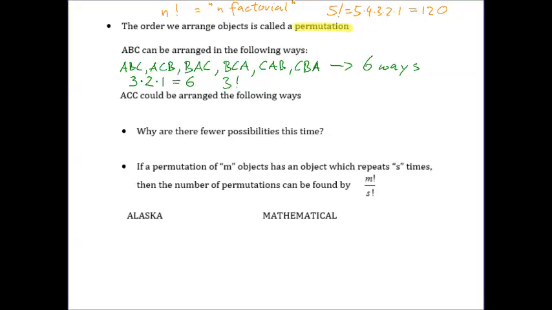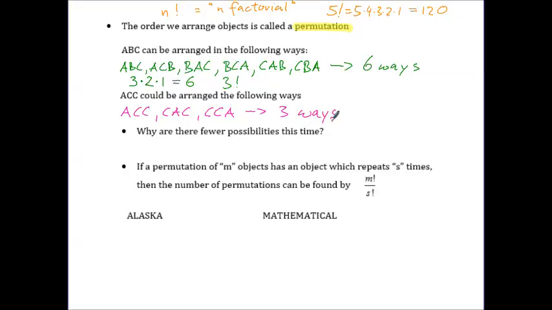Now let's look at another example. How could the letters A, C, C be arranged? In how many different ways? Well, we can do A, C, C. Then we can start with a C, and we could do C, A, C, or we could do C, C, A. Anything else left? I don't think so. So here we really only have 3 ways.